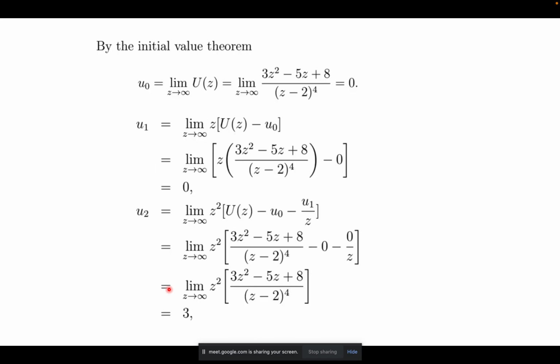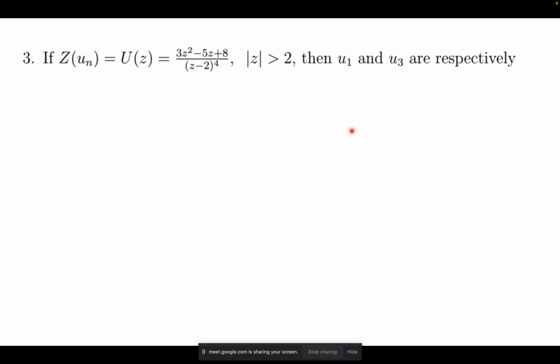Okay, so you see in this problem, whenever the question is asking to calculate some terms like u1, u3 of the sequence, then you need to use the initial value theorem in order to solve that problem. So I hope this problem is clear. So let's move on to the next question.